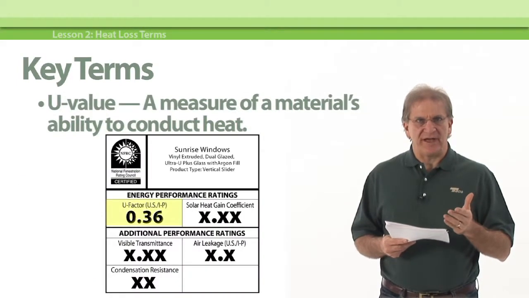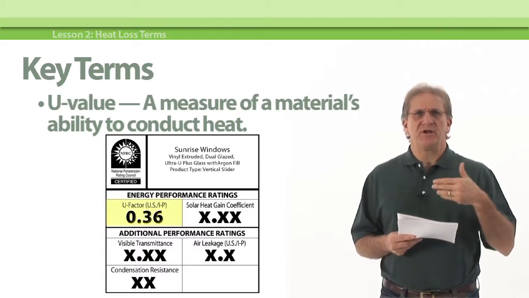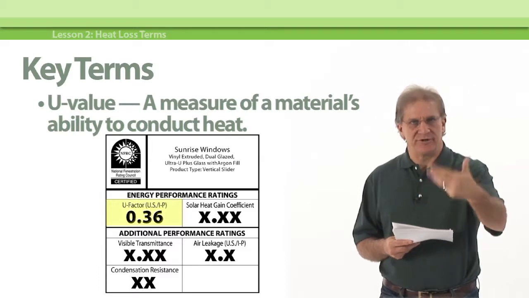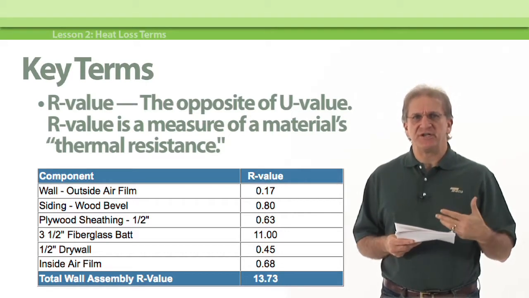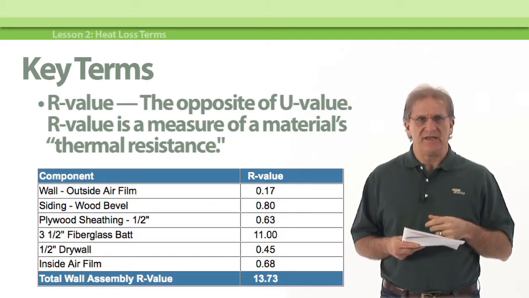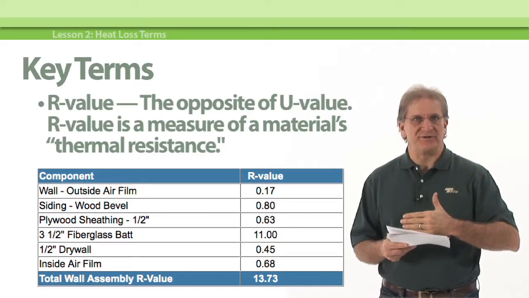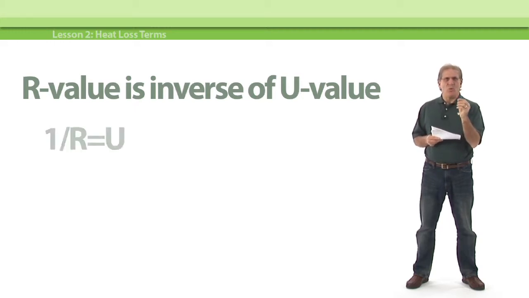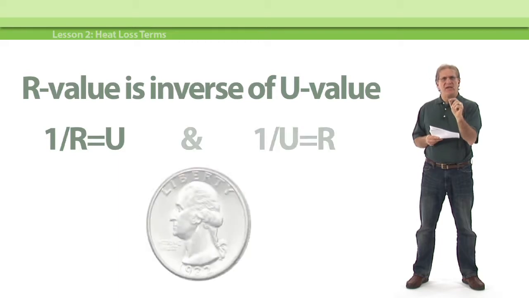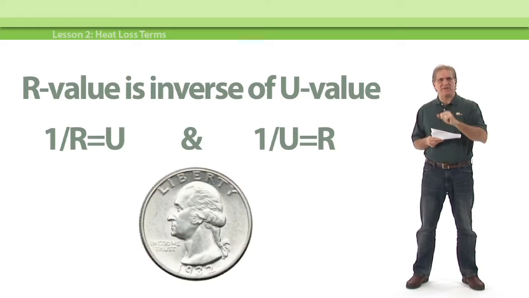U value is a measure of a material's ability to conduct heat, and that's measured in BTUs per hour per square foot of area per degree temperature difference. R value is the opposite of U value. R value is a measure of a material's ability to resist the flow of heat. In other words, how well does that material prevent the transmission of heat from one side of the material to the other? Now technically, R value is the inverse of U value, and U value is the inverse of R value. So mathematically speaking, 1 divided by R equals U, and 1 divided by U equals R. They're two sides of the same coin. If you know one, you can figure out the other one.